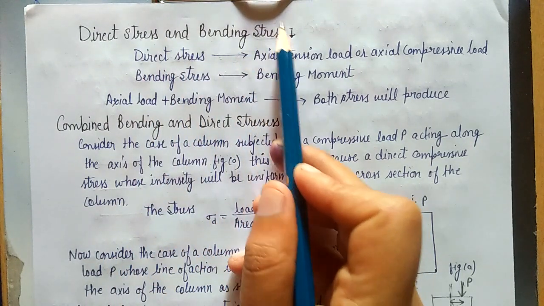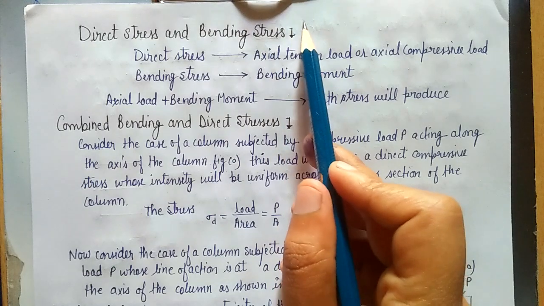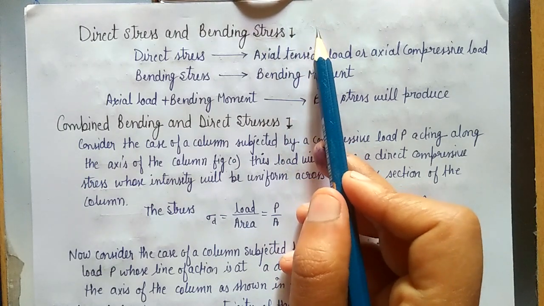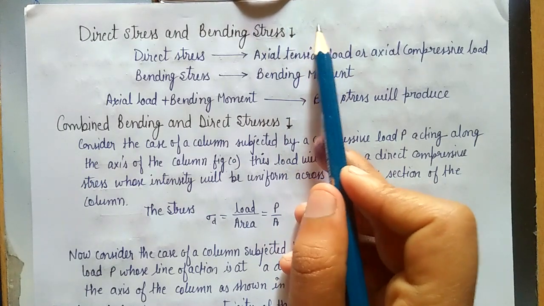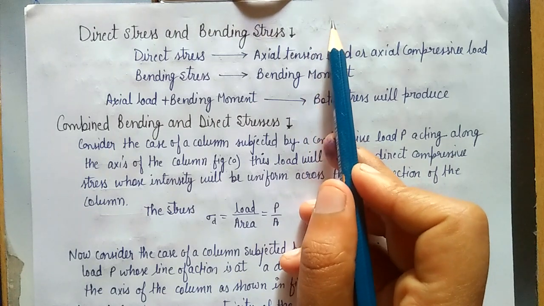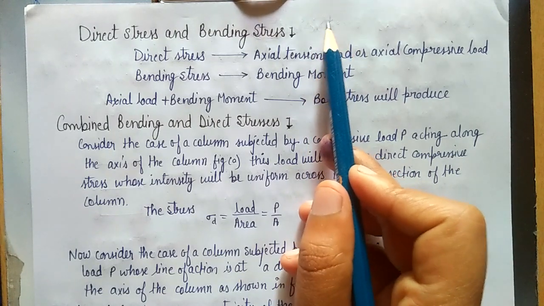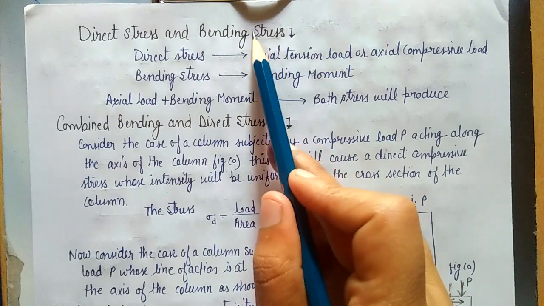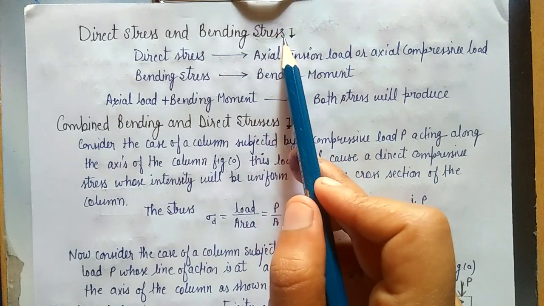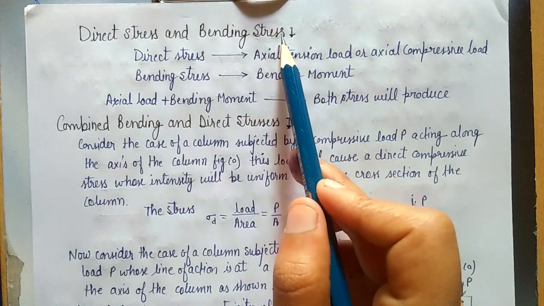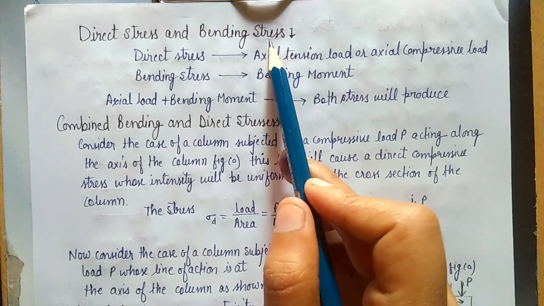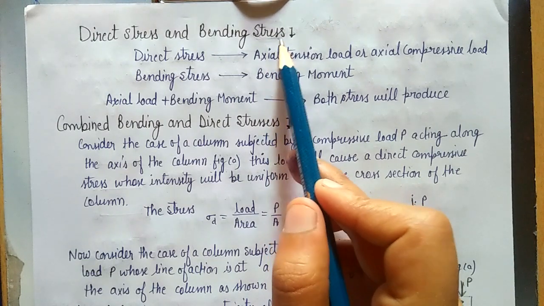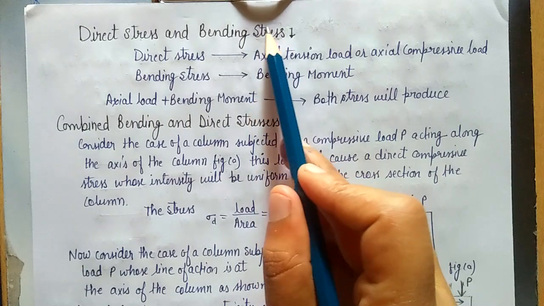The word stress, what does it mean? It is the ratio of a load per unit area, right? Load upon area, that means how much load is acting on that particular area. Stress is basically an internal property that is generated inside the material. It is a resisting force due to the external applied load, right?